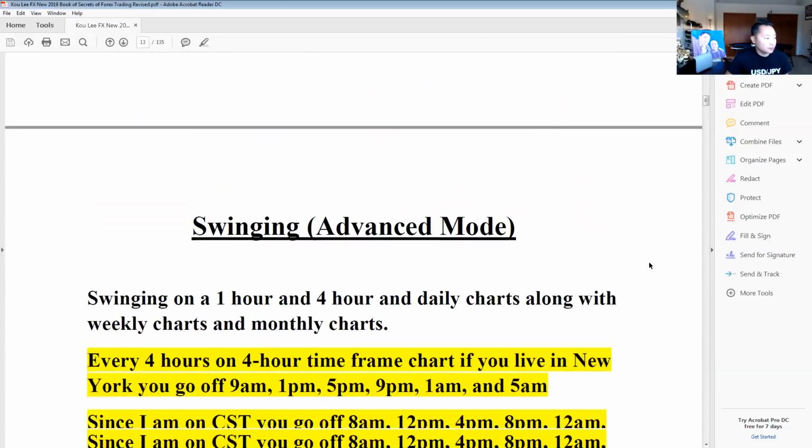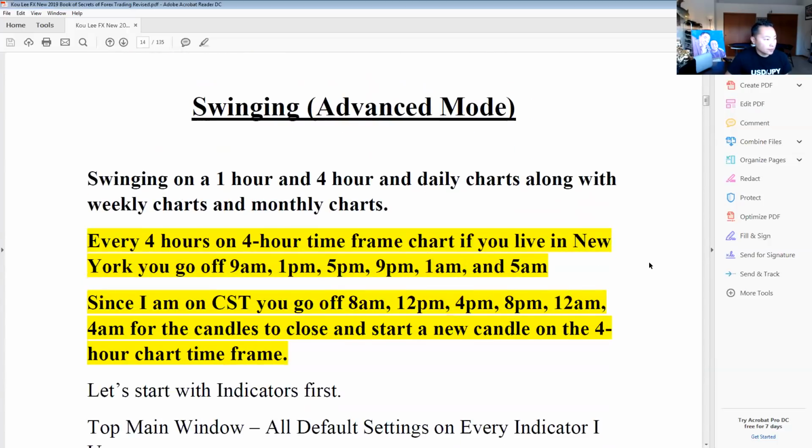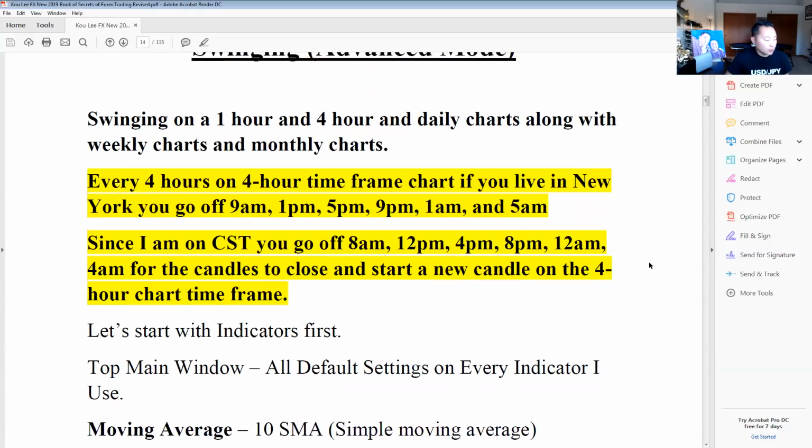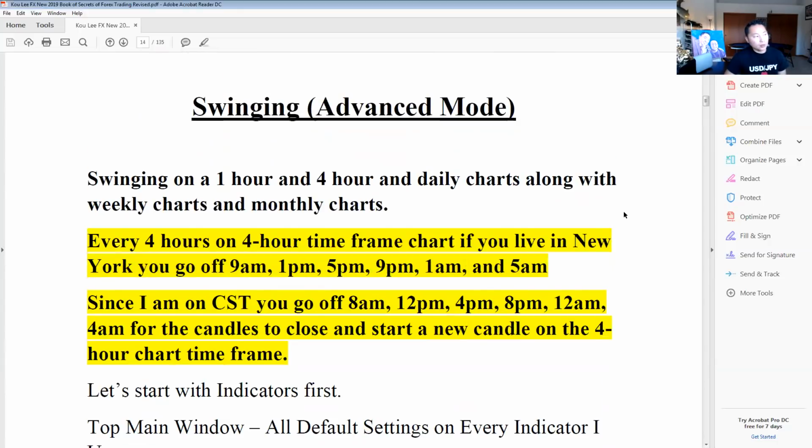Let's see here. When you're swinging, this is the advanced mode. Oh, hang on. All right, advanced. Let's get back into advanced swinging here, and let's share the book.